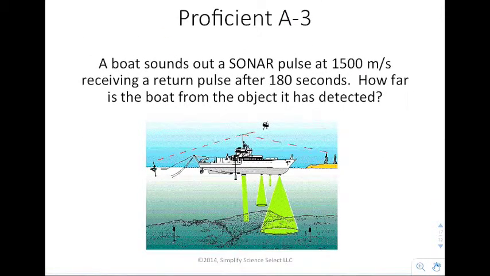It says a boat sends out a sonar pulse at 1,500 meters per second, receiving a return pulse after 180 seconds. How far is the boat from the object it has detected?